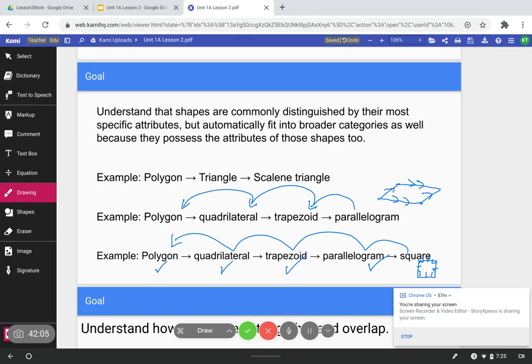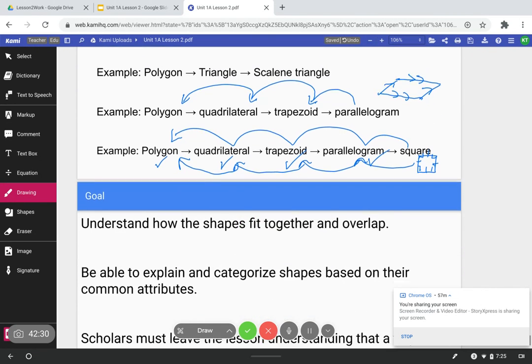So the square, it's in the parallelogram family. And because it's in the parallelogram family, it's automatically in the trapezoid family. And because it's in the trapezoid family, it's automatically in the quadrilateral family. And you know, if it's in a quadrilateral family, it will be at the polygon family reunion.